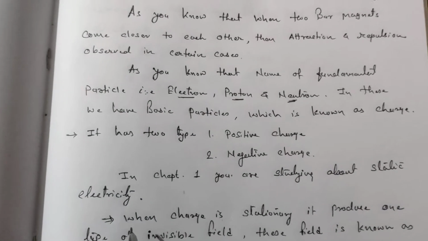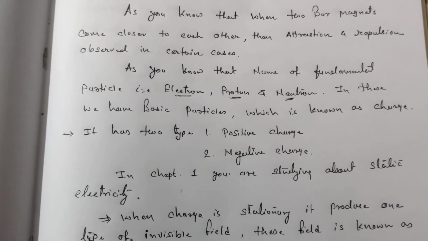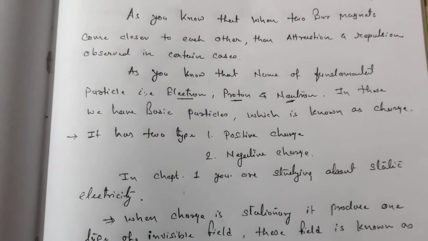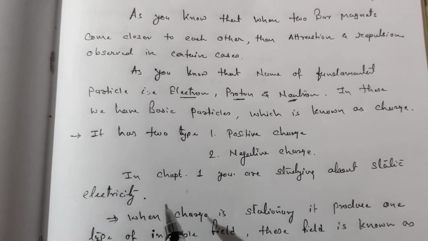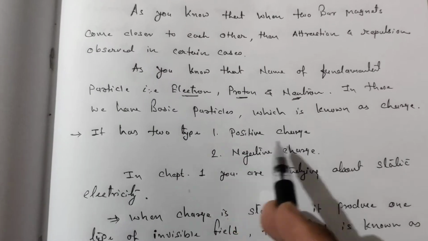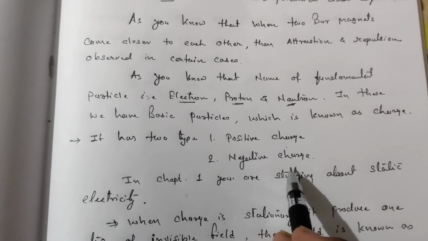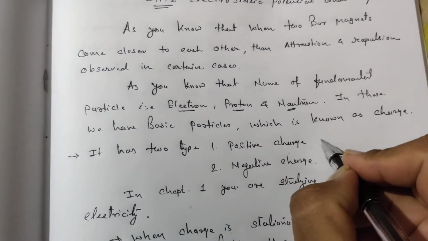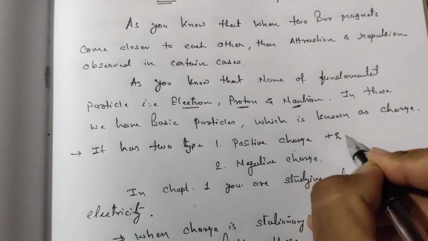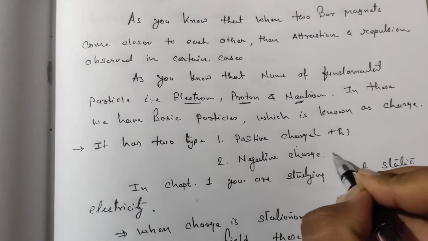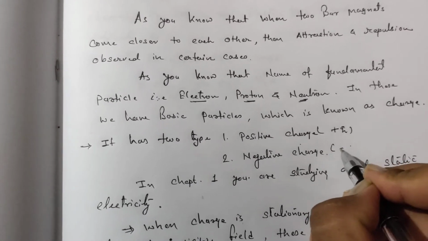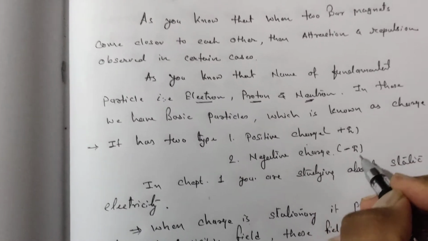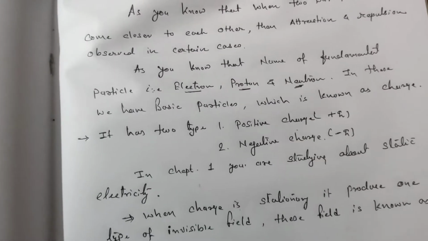common word, which is charges. Means what? Charge we can consider as a basic particle. So it has two types. The first one is positive charge and the second one is negative charge. Positive charge is basically symbolized by plus q, and a negatively charged particle is symbolized by minus q. You can write capital or small, it doesn't matter.